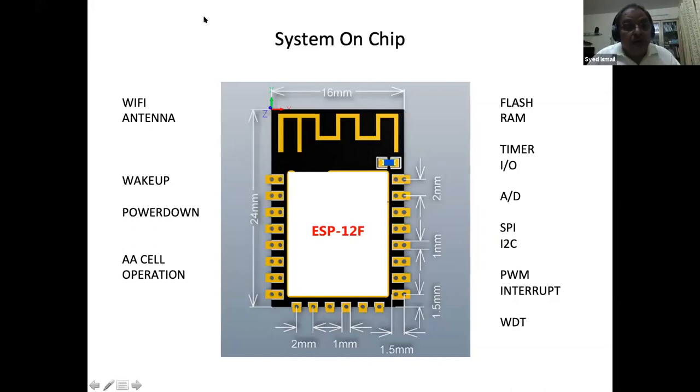Here we have it powered on. They are not the best ones. We are talking about what is available now, and we'll come back to many other things. It has a Wi-Fi antenna. It has memory inside for flash. It has RAM, timer, I/O, and an AD converter, though it's not so good. It's only 10-bit AD conversion, which means you get only up to 1,024 values. It has SPI, PWM, interrupt, and a watchdog timer. So for $1 you get everything, and you get communication.